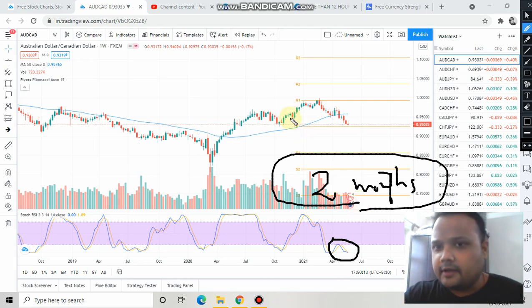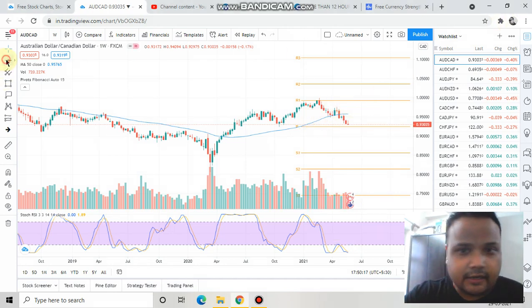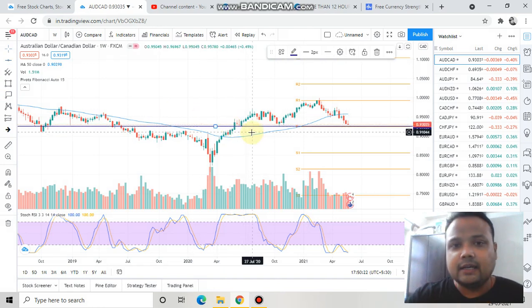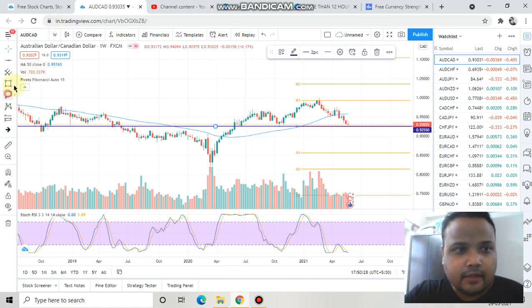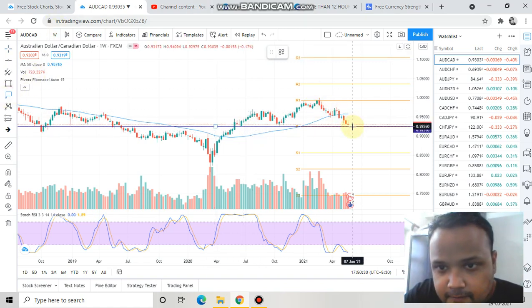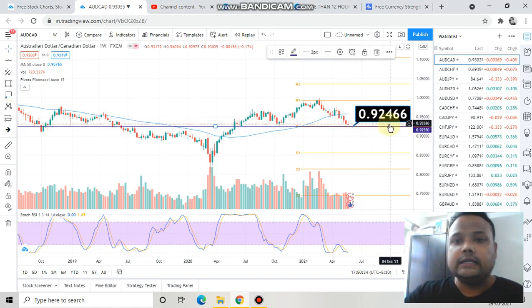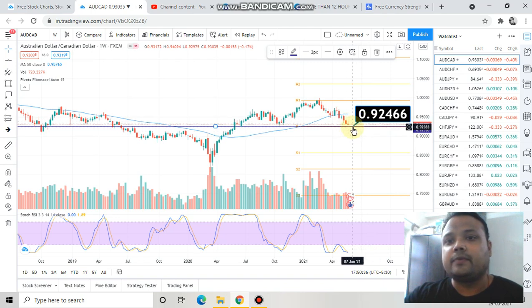The position where the market will bounce is this level. Let me show you. This is the weekly chart. In the weekly chart you can see that there was and there is a support available at this price level, 0.9246, you can clearly see on the screen. This is the price level where the market is having support.